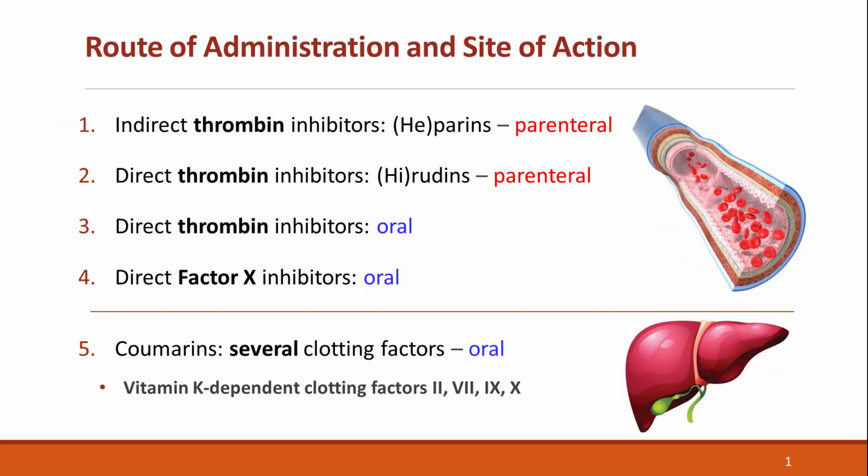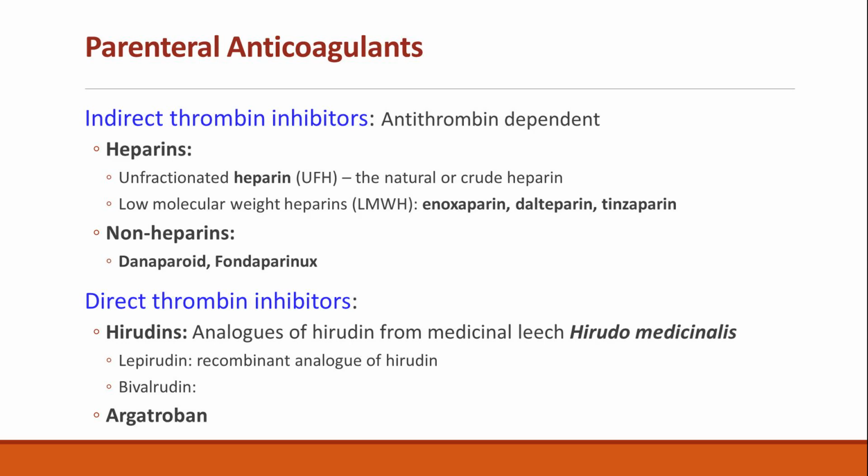Anticoagulants can be classified based on their route of administration and mechanism of action. Parenteral agents include heparins and direct thrombin inhibitors, while oral agents include DOACs and warfarin. Mechanistically, drugs may act directly on clotting factors or indirectly by enhancing natural inhibitors or reducing factor synthesis. Parenteral anticoagulants include indirect thrombin inhibitors such as heparins, as well as direct thrombin inhibitors like hirudin analogs. Non-heparin agents such as fondaparinux and dinaparoid are particularly important in conditions like heparin-induced thrombocytopenia, or HIT.